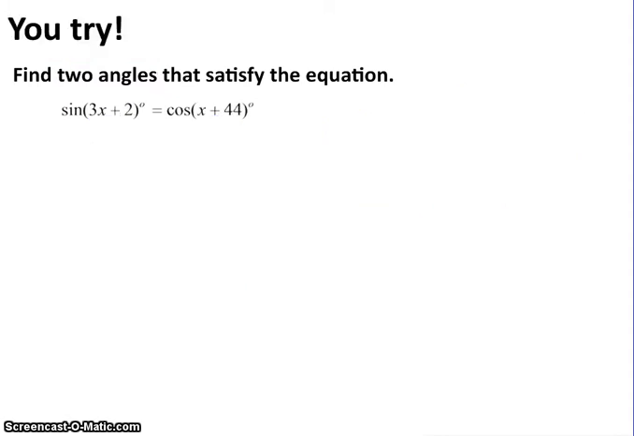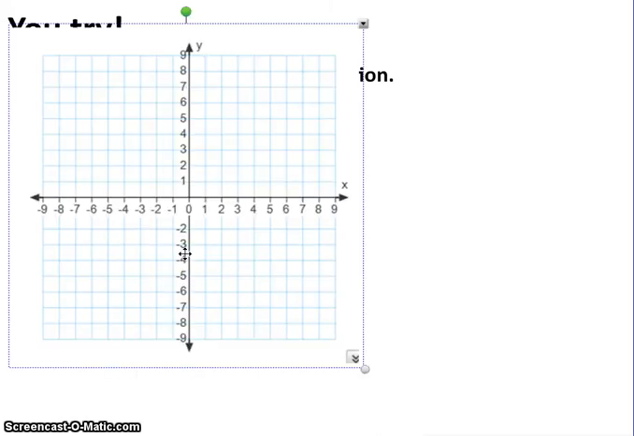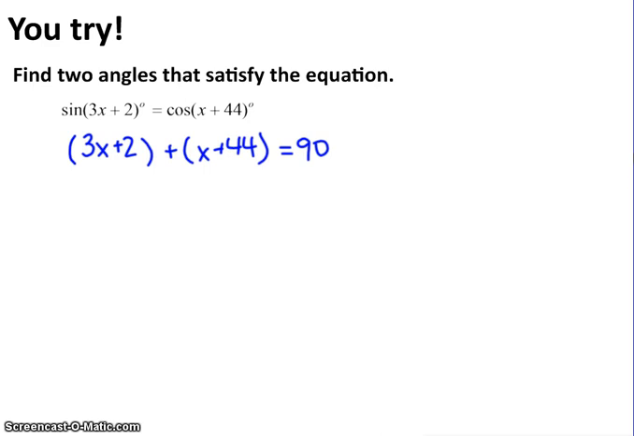Alright, here's a you try problem. Go ahead and take a minute and try this problem. Pause your video now. So what you should have done is set the problem up this way, where the two angles added together are 90 degrees. When I combine my like terms, I get 3x plus x is 4x. 2 plus 44 is 46 equals 90. Subtract 46, I get 4x equals 90 minus 46, which is 44. Divide both sides by 4, x equals 11.